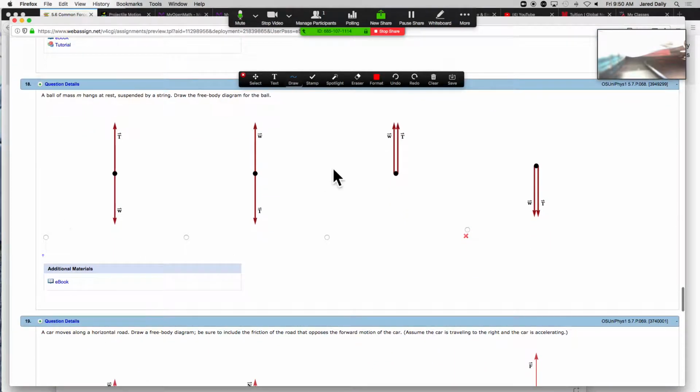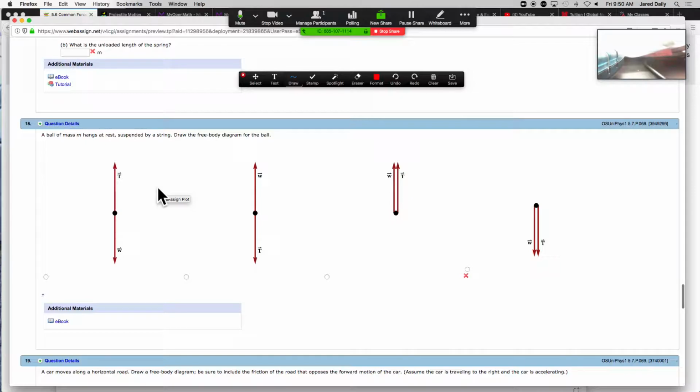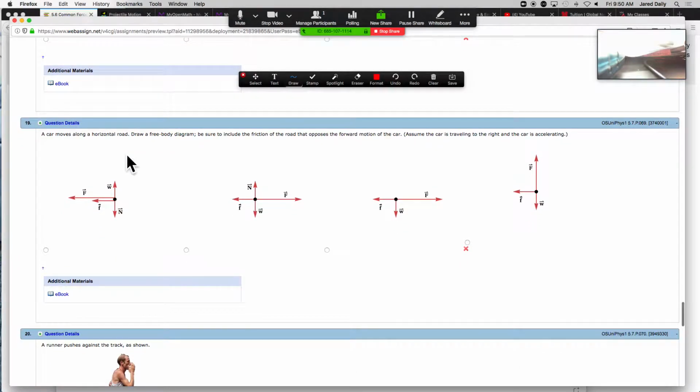In this one, it's a free body diagram of a ball hanging from a string. Which one of these is going to represent that? Weight down, tension up, right? A car moving on a horizontal road, which one's going to represent that? This one? Yeah. The force pushing it and the friction opposing it, in opposite directions.